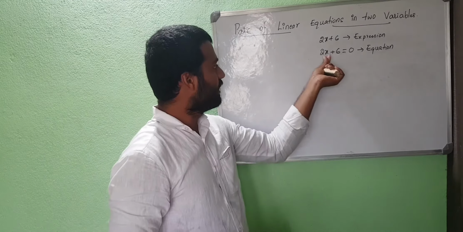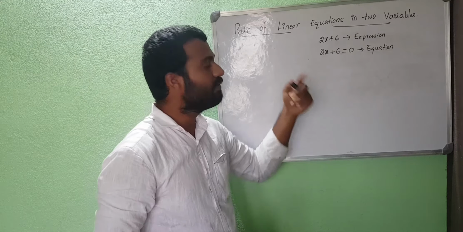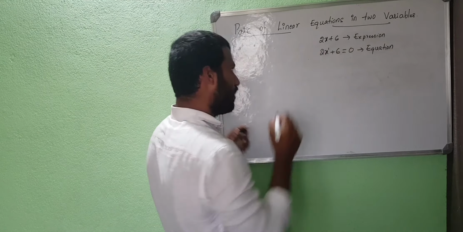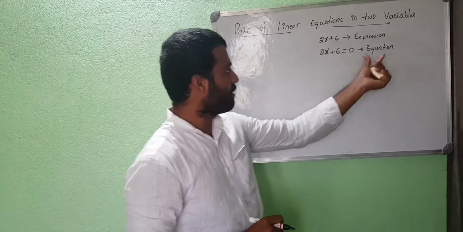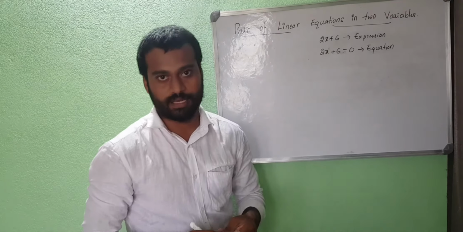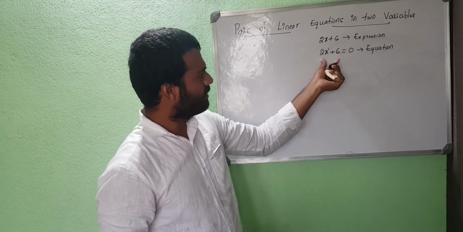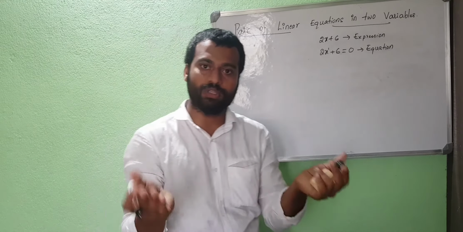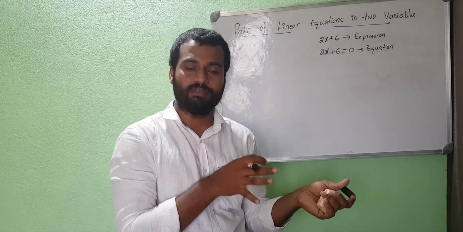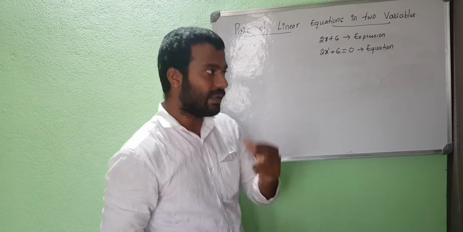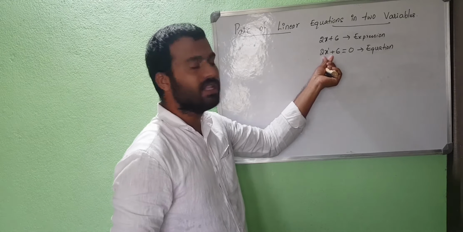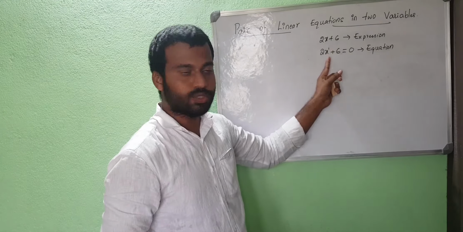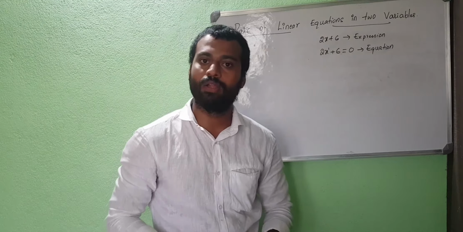I already said here x is the variable. The power of the variable is 1. Such types of equations we call linear equations. So we can take this one as an example for a linear equation. Here two things are there again: linear equation in one variable or two variables. That depends on the number of variables present in the equation. Here only one variable is present, so this is an example for a linear equation in one variable.